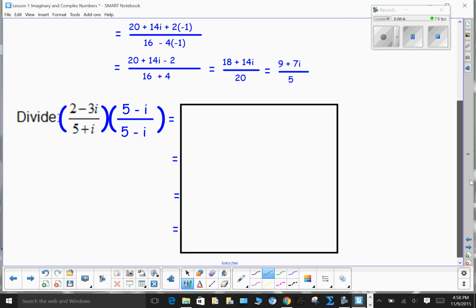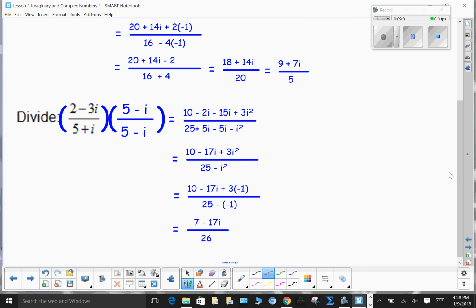Try this next one. Pause the video. I've already set it up so that I've shown you exactly what the conjugate is. You'll have to be able to come up with the conjugate by yourself. And try this one. Pause the video. Check your work against this work. And tell me, how did you do?